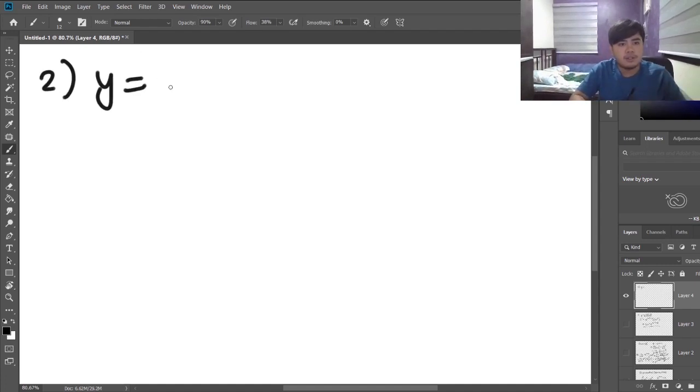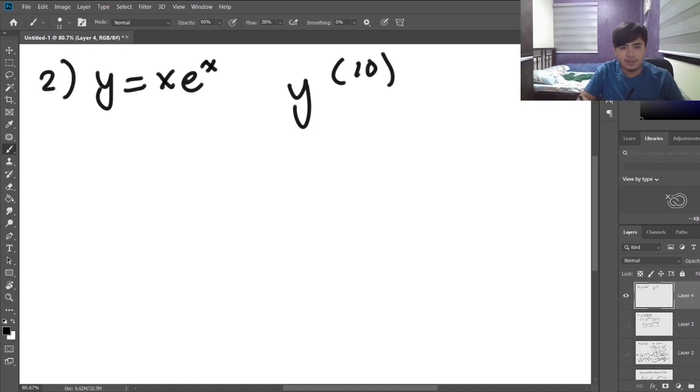y is equal to x e to the x, and we're tasked to find the 10th derivative of that. If we're trying to find the 10th derivative of something, and this looks messy because we need to do some product rule situation here, we need to find a pattern in order to get the 10th derivative. So let's try looking for a pattern by finding the first derivative first.